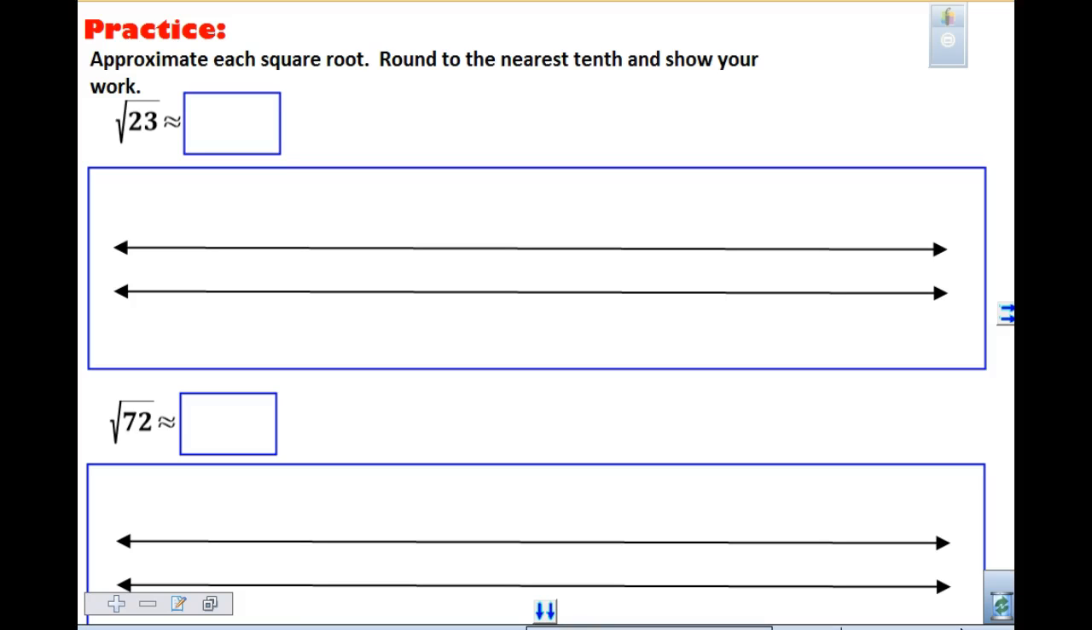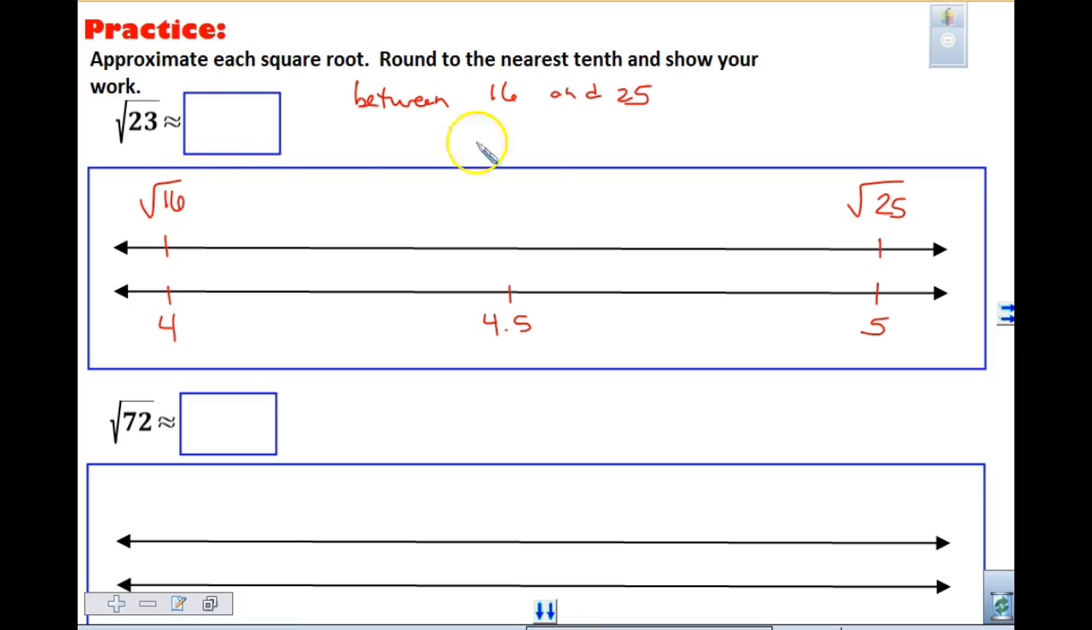23 is between what two perfect squares? It's between 16 and 25. So we're going to put up here the square root of 16. Down below it, we're going to put the square root of 16 is 4. Way over here, we're going to put square root of 25. Do this now with me. Write this down. 5. In the middle, I know we got a minute, 4 1/2.